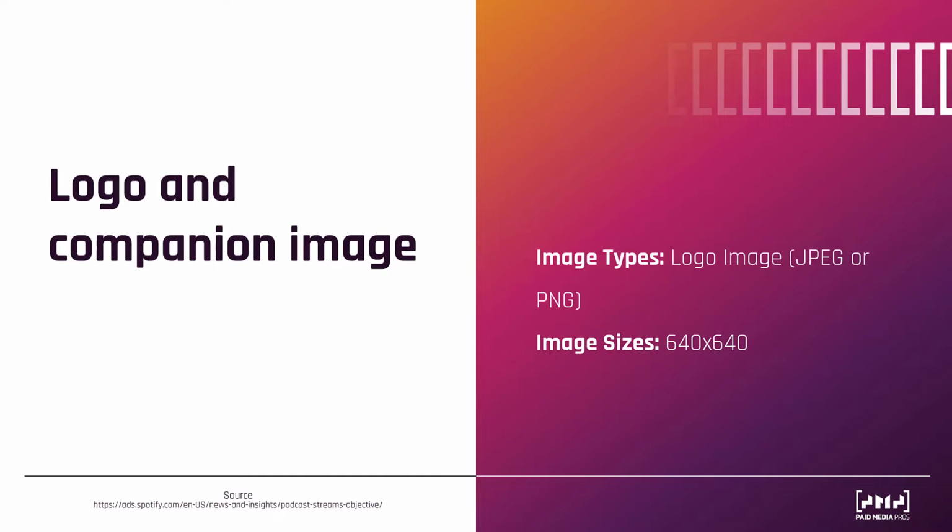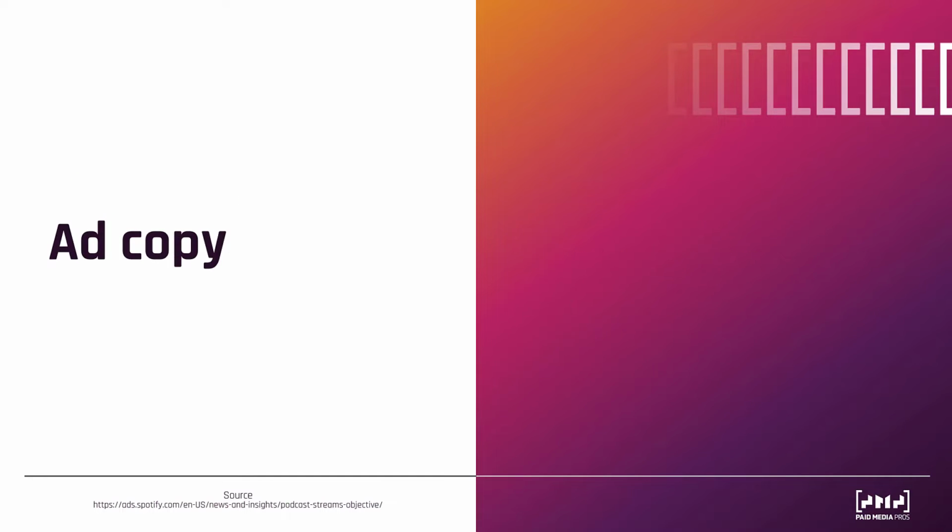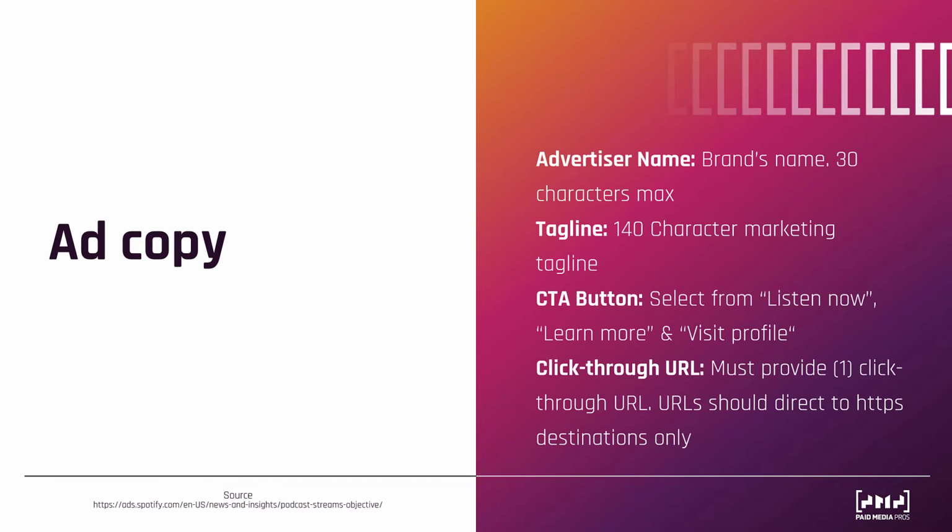For your logo and companion image, pretty straightforward. Keep your image a JPEG or a PNG, whatever you want to call it, and the image size must be 640 by 640. And then for the ad copy, we'll see when we create a campaign, the brand name must be 30 characters or less. You get 140 characters for the tagline, and the call to action button, which we saw in all the examples. Every example that we saw from Spotify said listen now, but you do have the option to learn more and visit the profile. And if there's a CTA button, you must provide a URL, and we'll see that when we create the ad. So now let's hop into Spotify and walk through this setup.